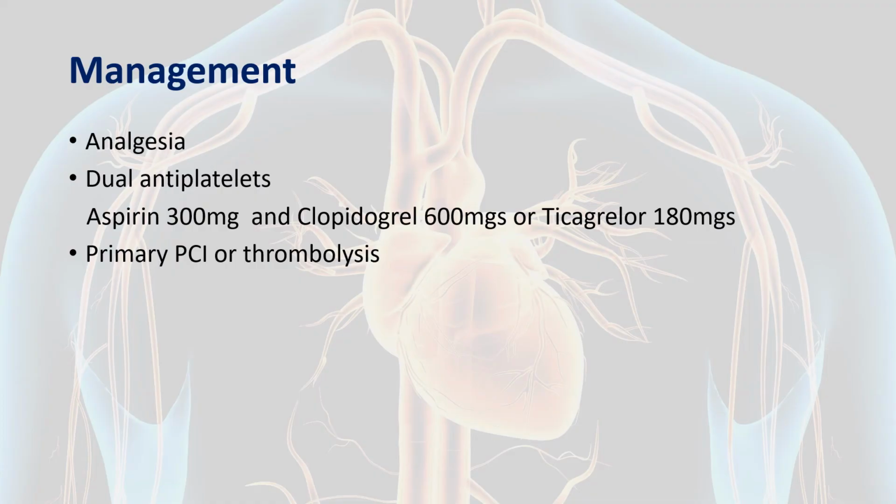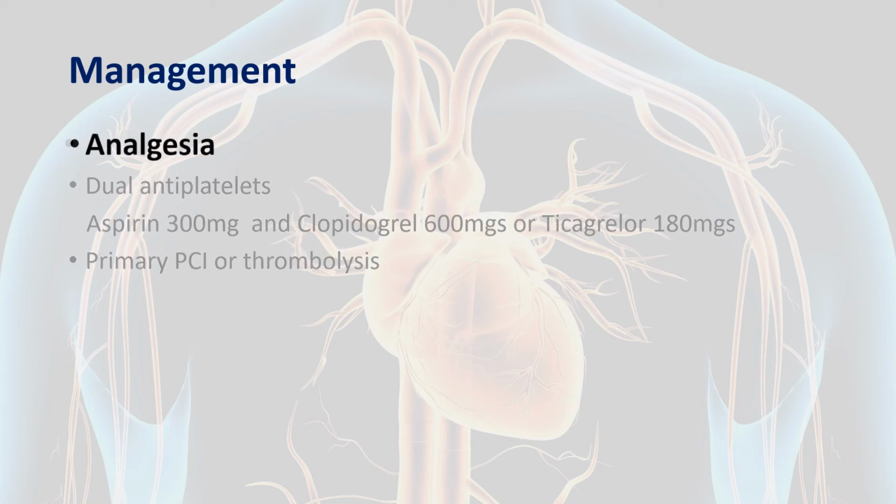Management of acute ST elevation MI consists of pain relief, dual antiplatelets, and definitive treatment, which can be either primary PCI or thrombolysis. Let's discuss about analgesia. Acute ST elevation MI is a very painful condition and pain relief should be utmost priority. It is achieved with morphine given intravenously and it is titrated according to severity of pain. Other medication is glyceryl trinitrate or GTN, which can be given sublingually or as an intravenous infusion.